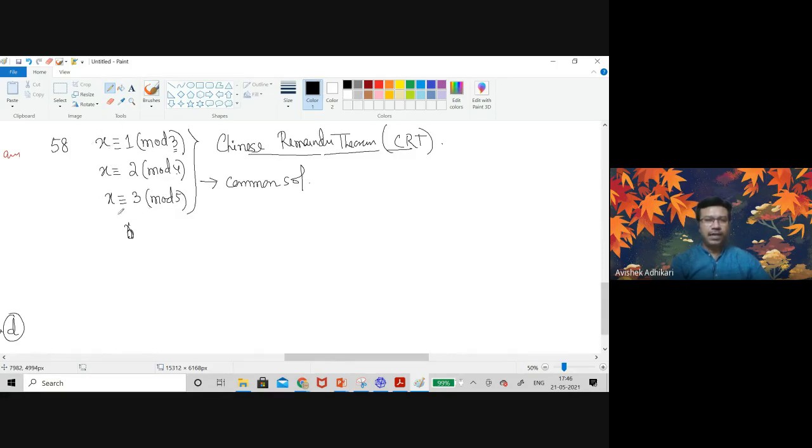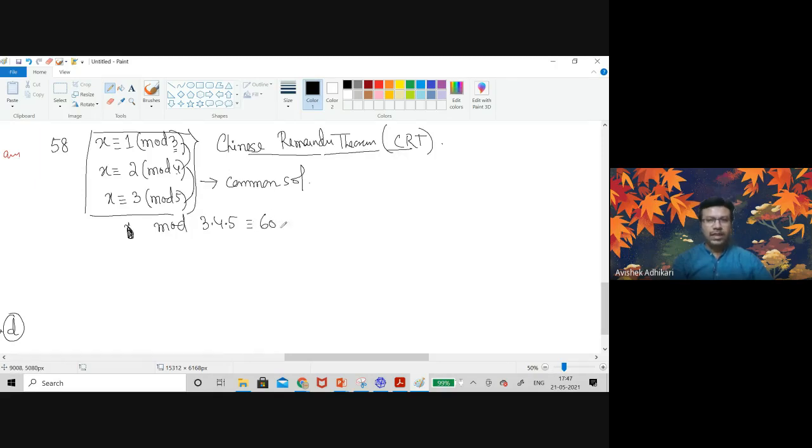That means if you have this system of congruences with a particular property, that each of them should be pairwise relatively prime. What does it mean? If you take any two of them, they are relatively prime. For example, 3 and 4 are relatively prime, 4 and 5 are relatively prime, and 5 and 3 are relatively prime. If this is the form, then the Chinese remainder theorem guarantees that there must be a common solution modulo 3 times 4 times 5, that means modulo 60.